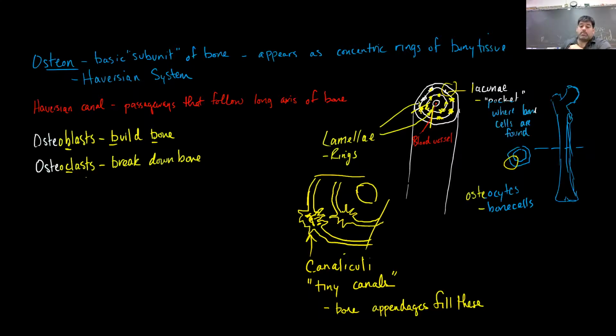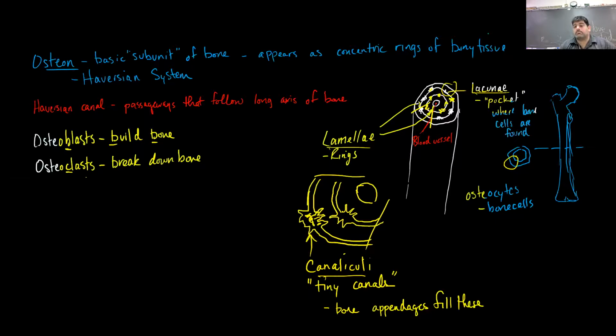And this is a term you should be familiar with. Okay, so these are all terms that you should be familiar with. Lacunae, lamellae, canaliculi, osteoblast, osteoclast, haversian canal, and osteon are terms that definitely are worth knowing.